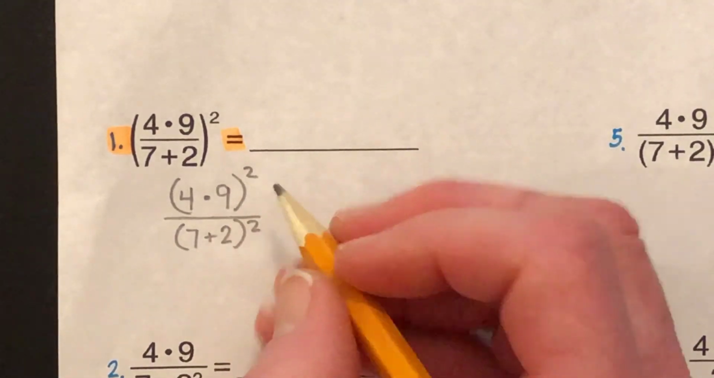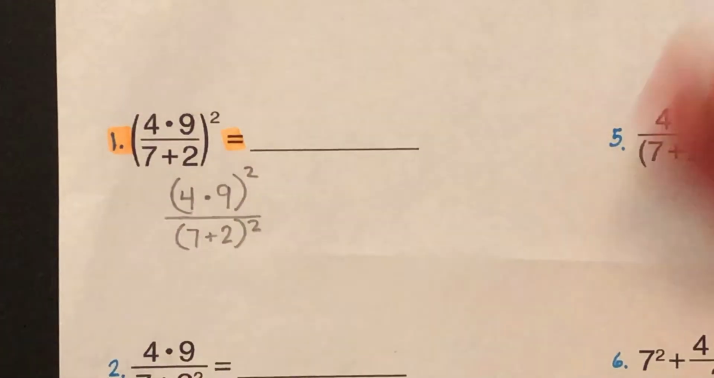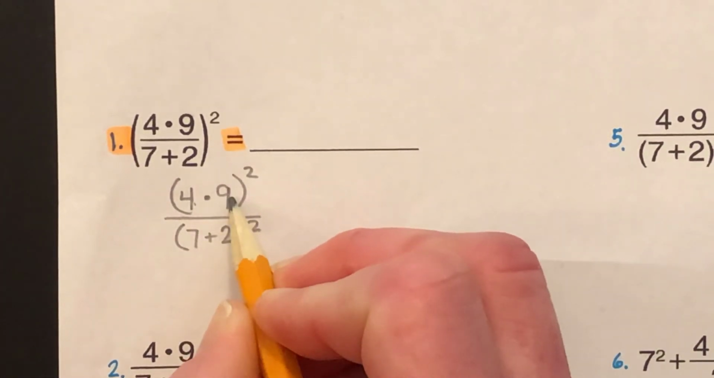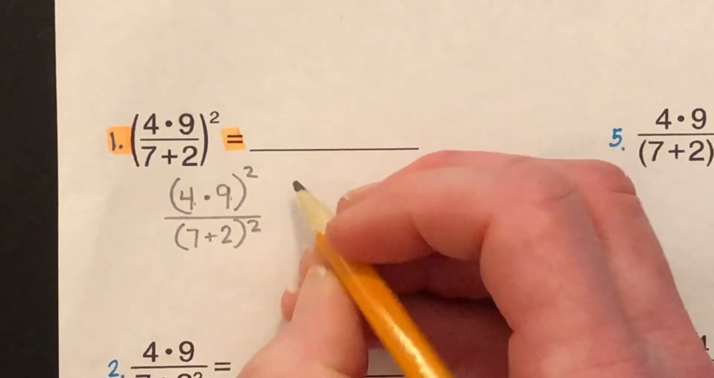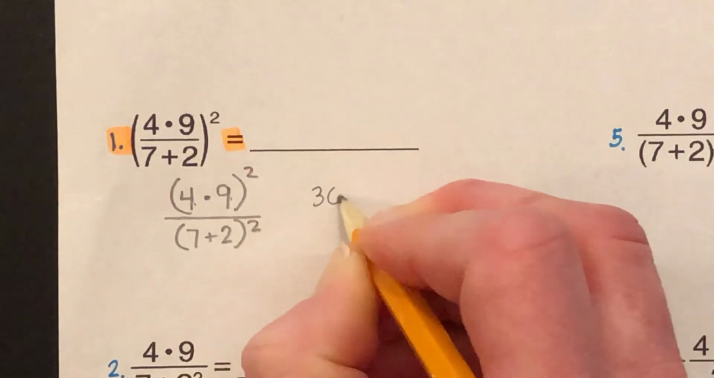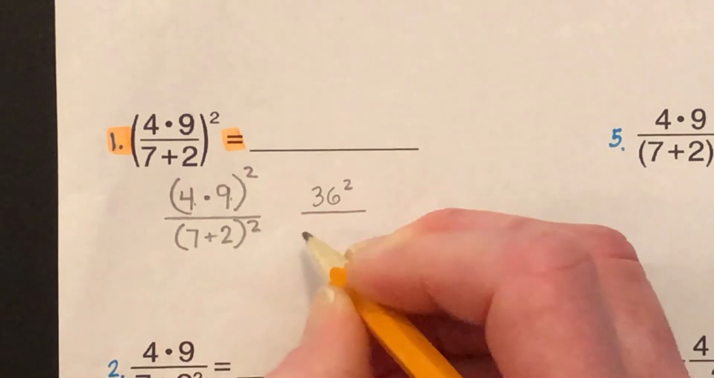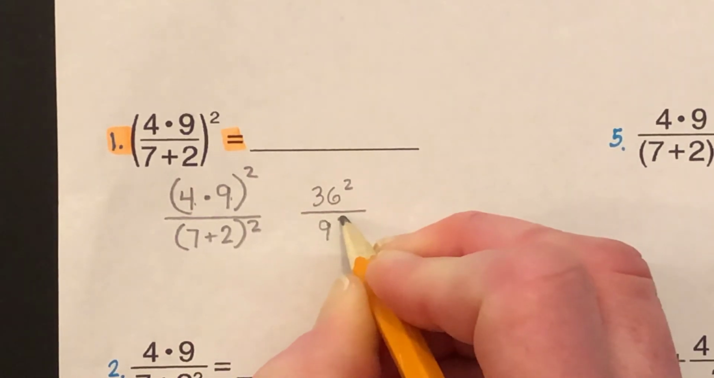Having done this, it's pretty simple. I'm going to go to the side. I'll start inside the parentheses. 4 times 9 is 36. 36 squared. 7 plus 2 is 9. 9 squared.